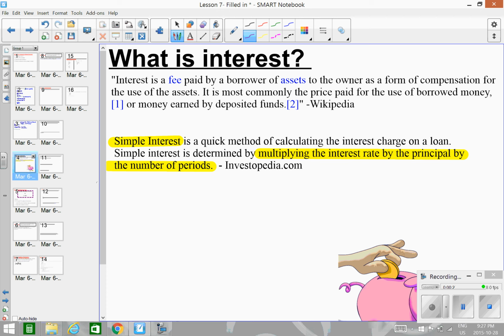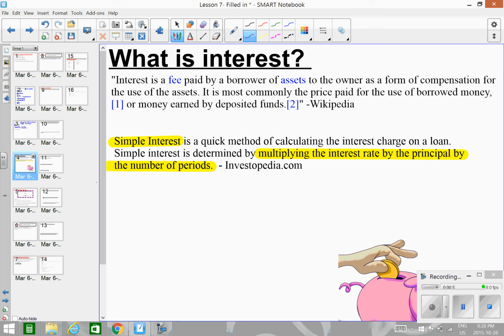Interest is a fee paid by a borrower of assets to the owner as a form of compensation for the use of the assets. It is most commonly the price paid for the use of borrowed money or money earned by deposited funds. So basically, if you borrow money, that's money you have to pay extra for borrowing that money. If you invest money or deposit money, that's extra money that you earned.